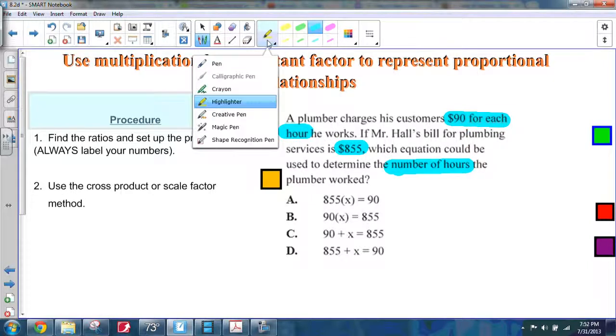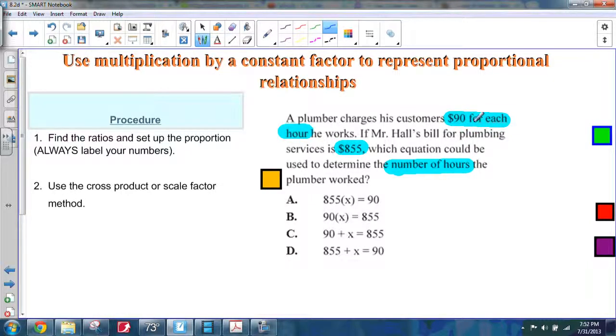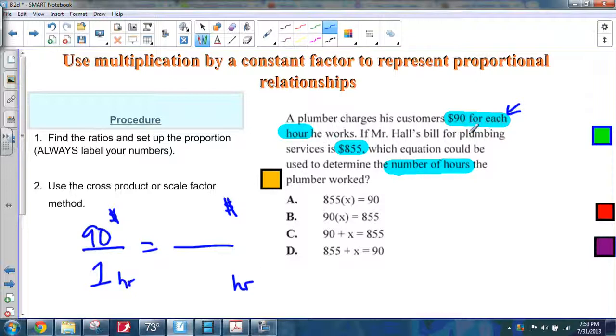So, now that we found our ratios, let's set up the ratios and then the proportion. It says $90 for each hour. Well, each means one, so $90 for 1 hour. So $90 here for 1 hour. So we know our ratio, our numerator has to have dollars and our denominator hours. So in the rest of the problem, it says the services is $855. So that will go up here, 855. And we need to determine the number of hours. So that will be H here.